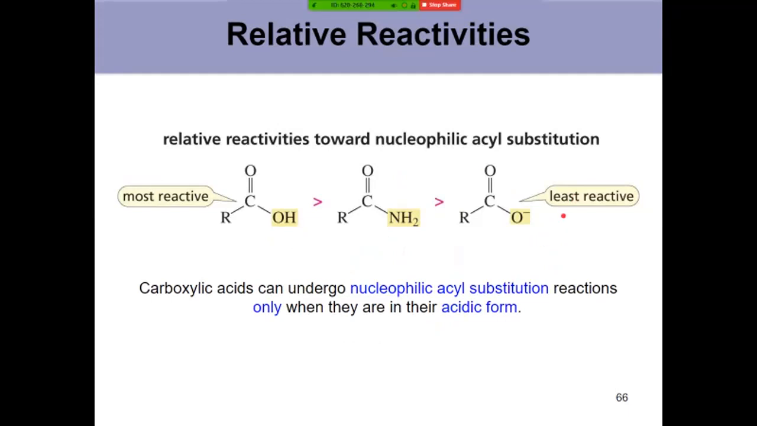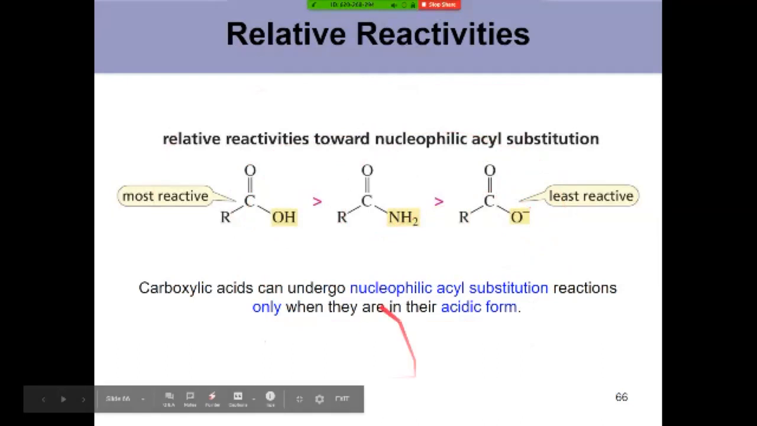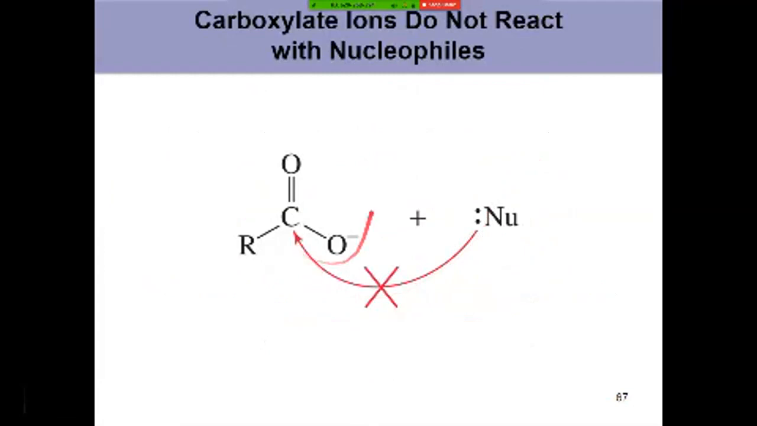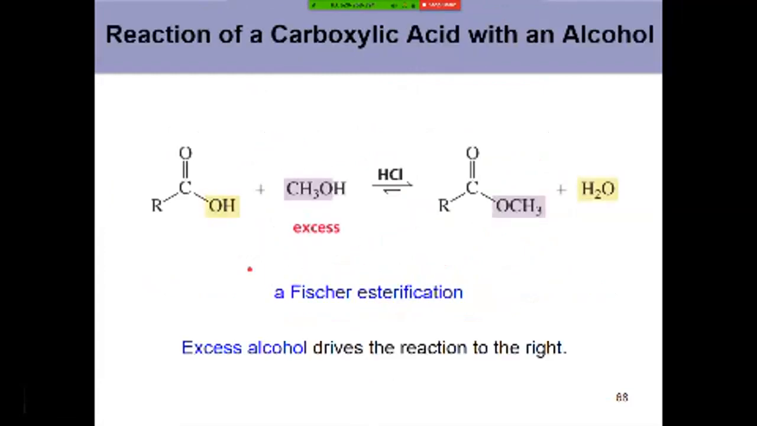Getting a little bit ahead of the slides here, this is what's left for our reactivity: carboxylic acids followed by amides. We'll talk about those soon. Carboxylates are down at the bottom of reactivity. And I already mentioned this: they need to be in their acidic form so that the nucleophile can come and approach. It won't do that with a carboxylate. We have to be working with a carboxylic acid.